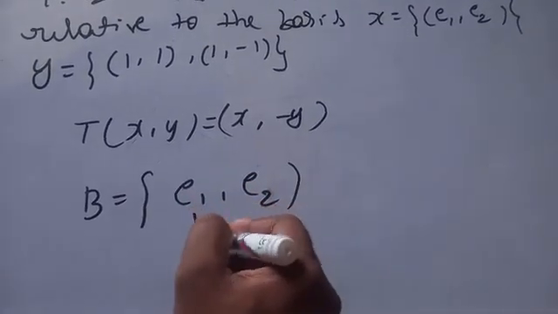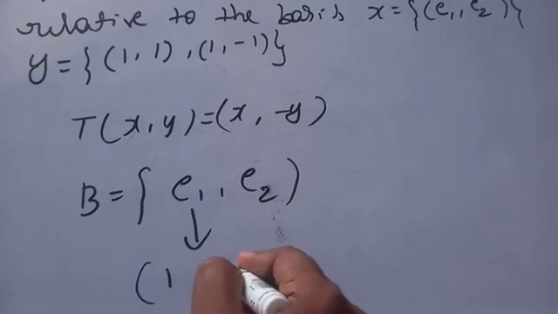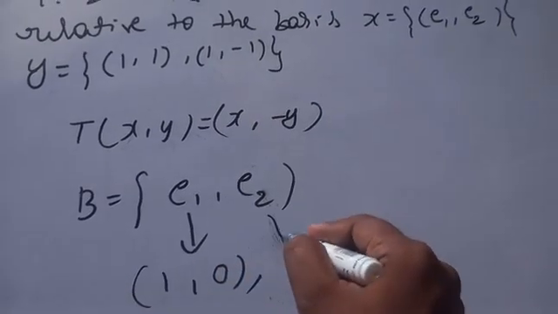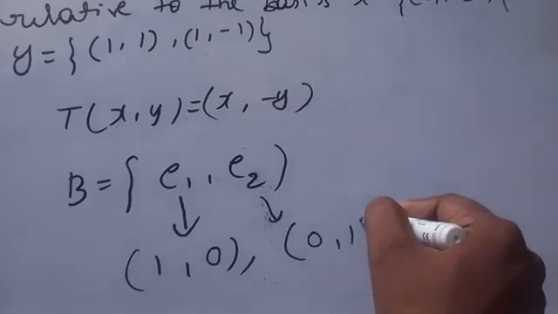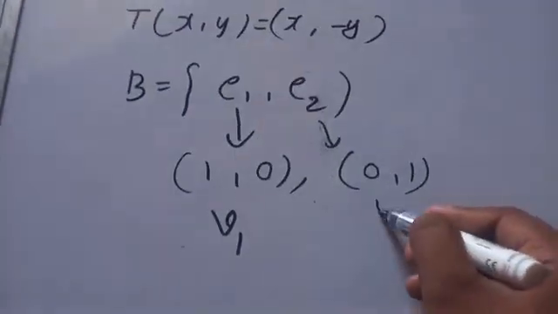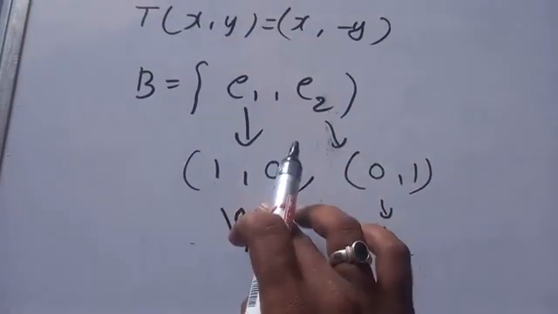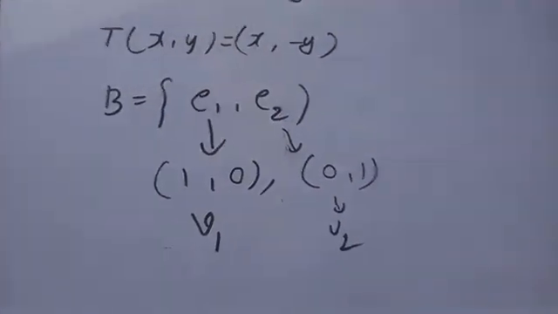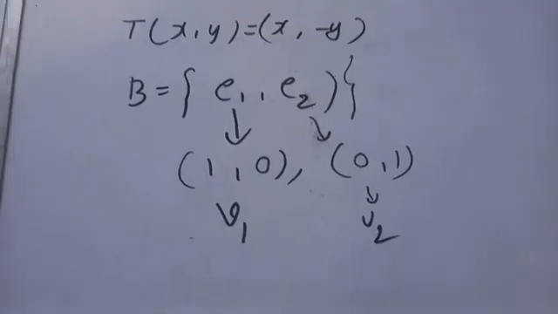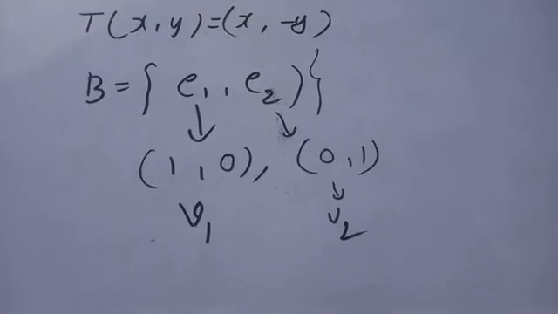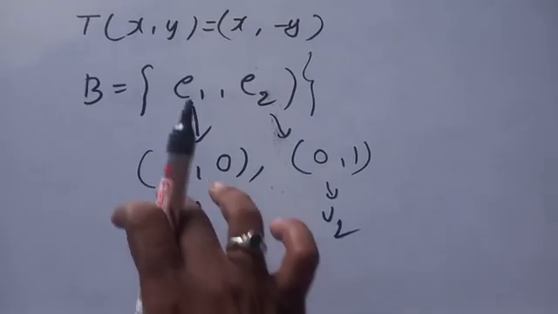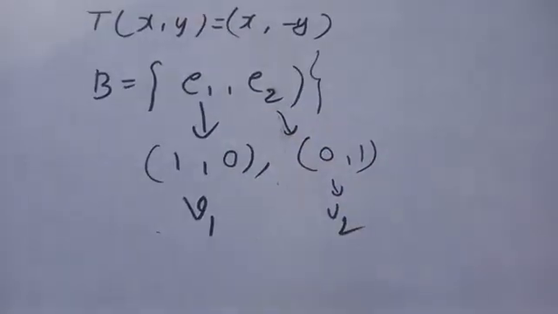What is e1? A 2 cross 2 matrix, (1, 0), the identity element. The second identity element is (0, 1). So vectors v1 and v2: v1 is equal to (1, 0), v2 is equal to (0, 1). The number of non-zero vectors present in the matrix is called the basis. So v1 equals (1, 0), v2 equals (0, 1).